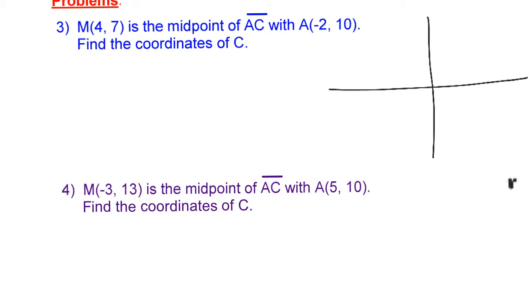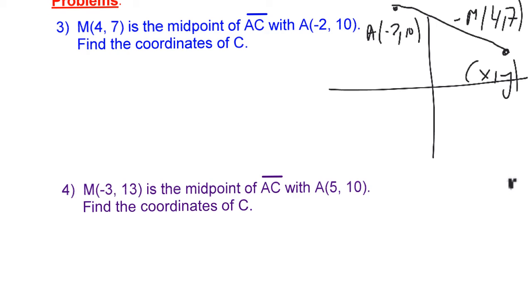Okay, so M is 4 comma 7, that will be somewhere here. A is negative 2, 10. Okay, and the question is find the coordinates of C. So that means that if M is the midpoint, C has to be somewhere here.